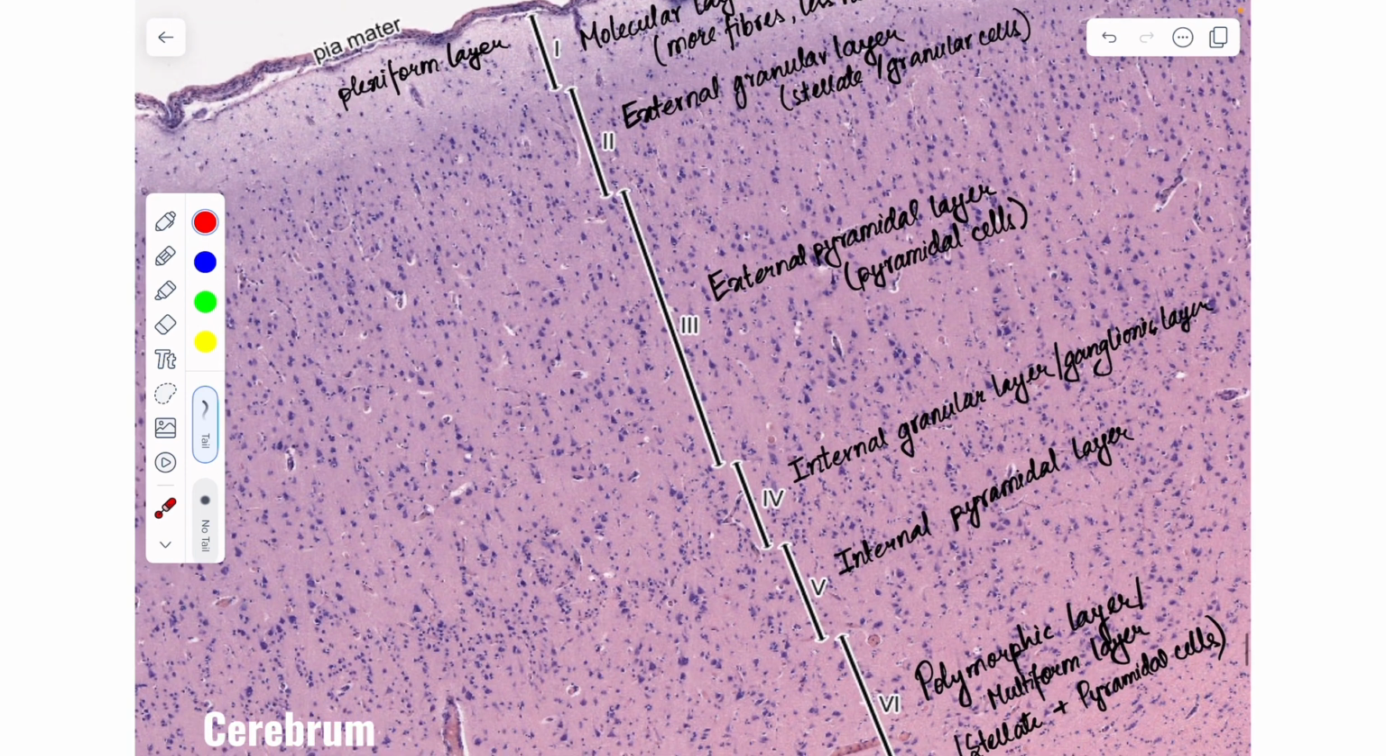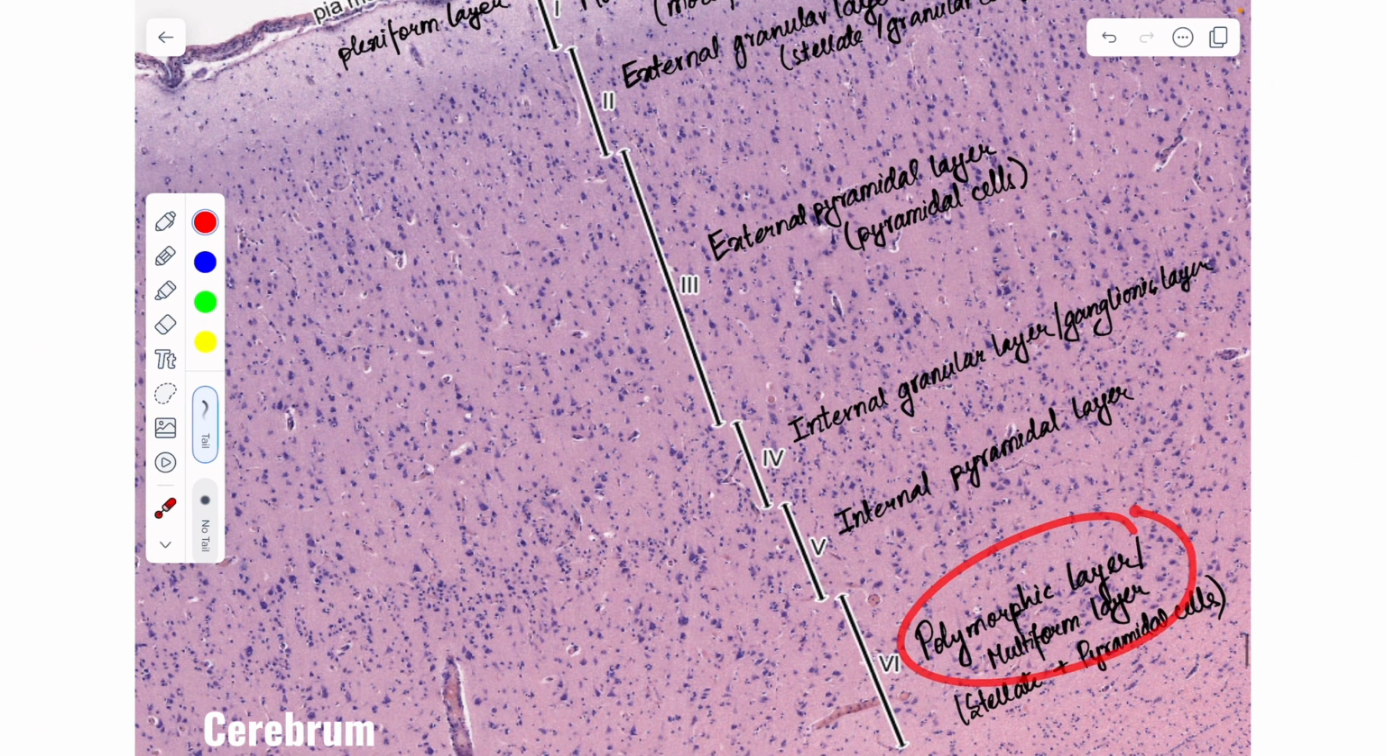Okay, so out of the remaining 5 layers, the external granular layer and the internal granular layer are made up of granular or stellate cells, and the external pyramidal layer and the internal pyramidal layer are made up of pyramidal cells. The polymorphic layer is made up of a mixture of both stellate and pyramidal cells.